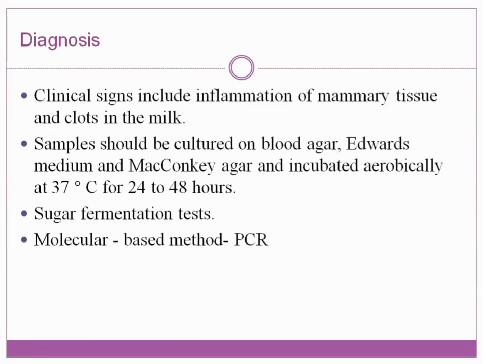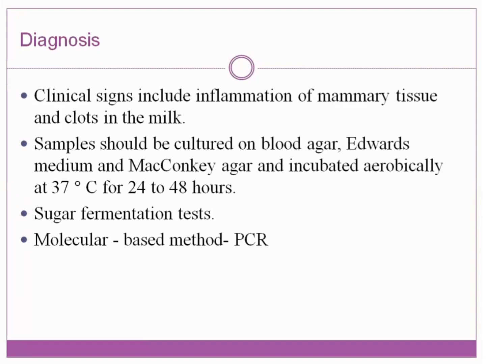How to diagnose? Clinical signs include inflammation of the mammary tissue, and clots in the milk are a common finding and indication of streptococcal mastitis. Samples should be cultured on blood agar, Edwards media, and MacConkey agar, and incubated aerobically at 37 degrees centigrade for 24 to 48 hours. On blood agar, according to the Lancefield grouping, we may find beta hemolysis, alpha hemolysis, or gamma hemolysis.